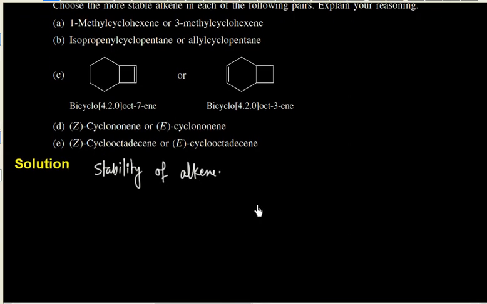So this says 1-methyl cyclohexene. So you have a cyclohexene molecule, and position number 1 you have a methyl group. So this is 1-methyl cyclohexene or 3-methyl cyclohexene. So this is 3-methyl, and position number 1 you have a double bond. So 1 2 3. So this is 3-methyl cyclohexene. This is 1-methyl cyclohexene.